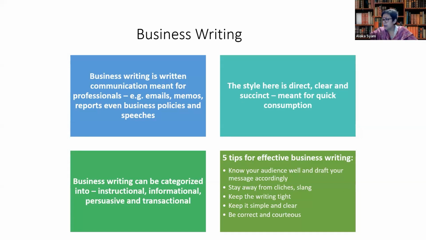Business writing can be categorized into instructional, informational, persuasive, and transactional, based on your email or whatever you are writing. In that you have to stay away from cliches and slang. Keep your writing really tight and small. Normally we say this should not be more than a page. For business emails, we normally say don't make it more than 2 paragraphs, and your first paragraph should more or less say what your problem is or what you want to say, whether persuasive or informational. Keep it very tight and small.